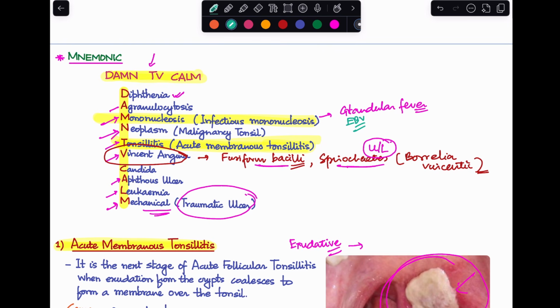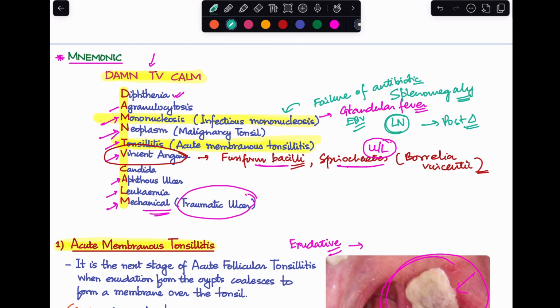And a very important feature here is that you will see that lymph nodes are enlarged in the posterior triangle of the neck. Along with this, you'll see more systemic manifestations like splenomegaly. And a very, very important point is that there will be a failure of antibiotic treatment. So these points should point you towards the diagnosis of infectious mononucleosis.